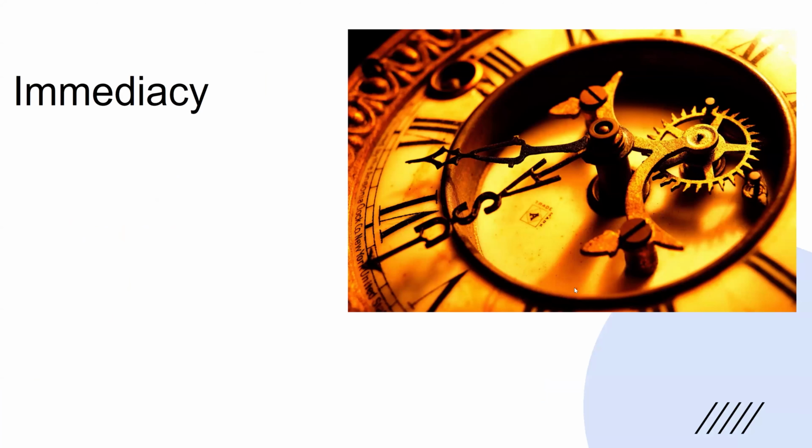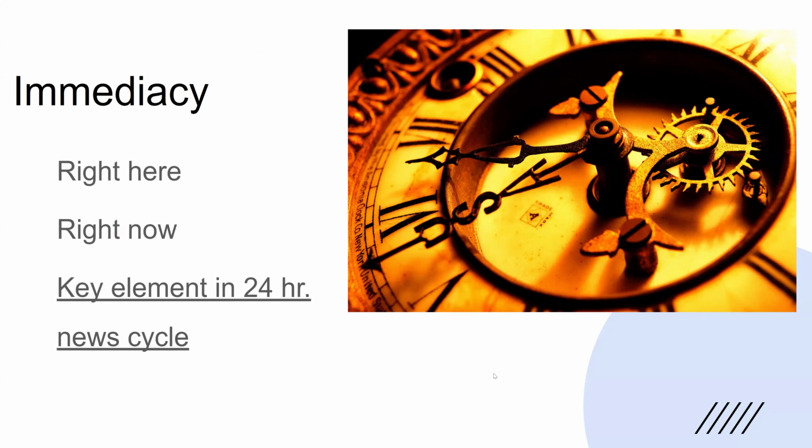Now, immediacy is definitely a big one in the news arena. This is where we're talking about something that is relevant right now. And it is important to your audience because it is important right now. And it's something they need to know, especially if we're looking at stories that are developing in our 24-hour news cycle. And that means things like social media posts. You want them to be as relevant to now as possible, as well as our broadcast news.